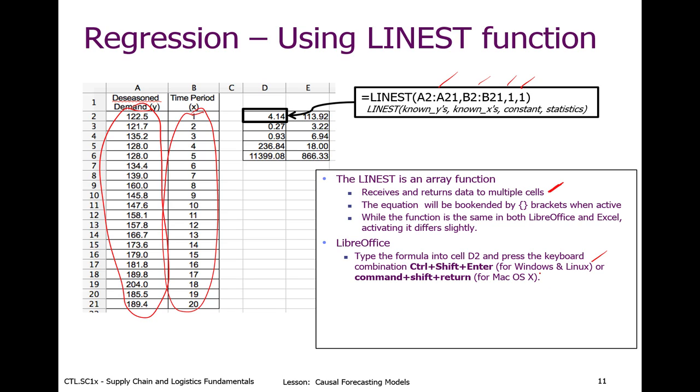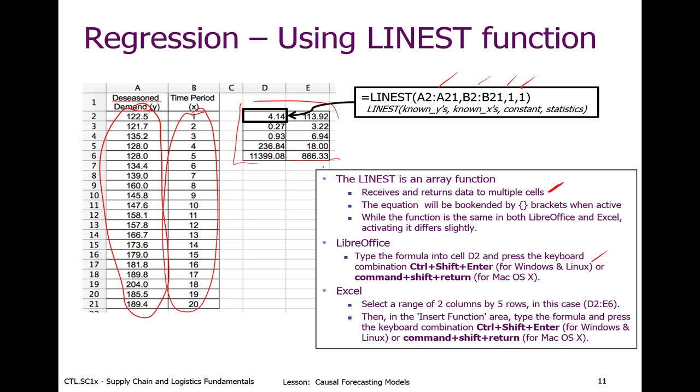And what it will do is populate this cell range of 2 columns and 5 rows. It'll populate all those numbers. Now if I'm in Excel, I have to do it a little bit differently. First I go to cell D2 and then I highlight and select a range 2 columns wide by 5 rows deep. In this case you'd go from D2 down to E6. So you have to have all of these cells highlighted.